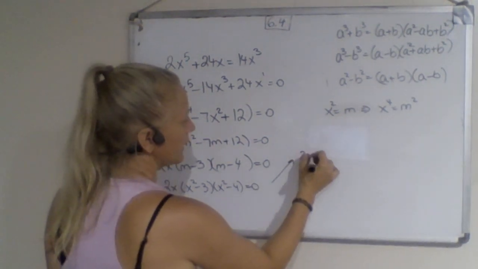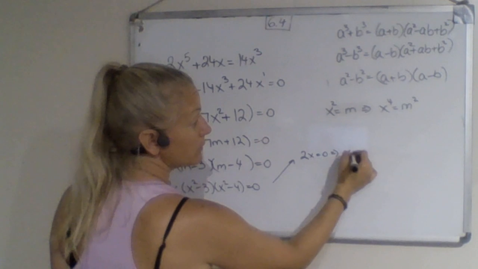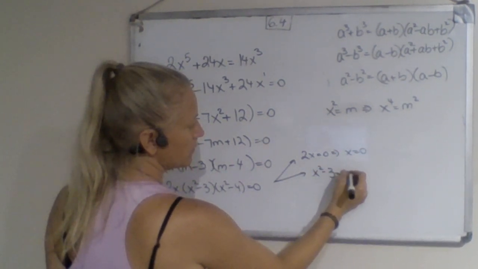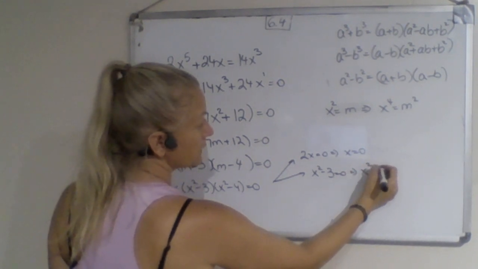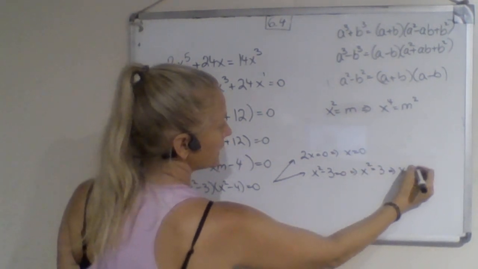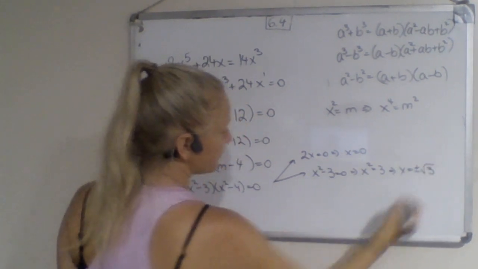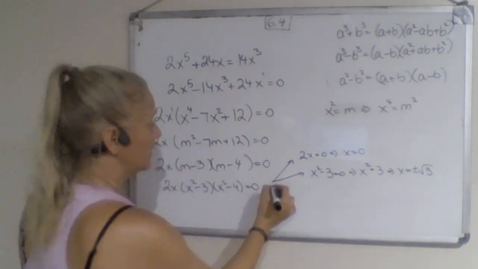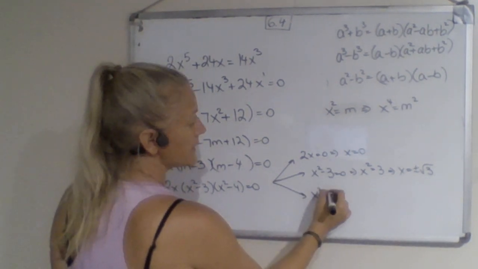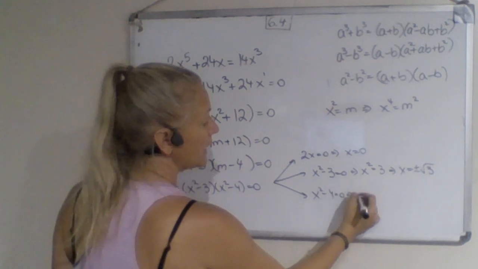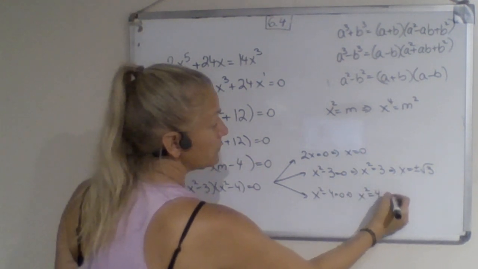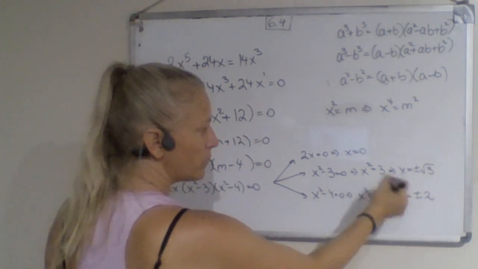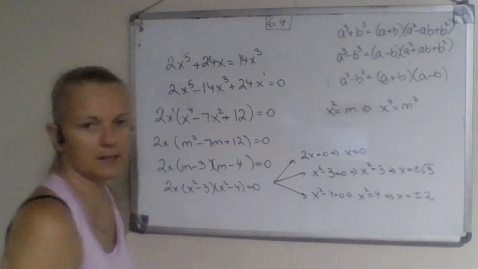Either 2x equals 0, which means x equals 0, or x squared minus 3 equals 0, which means x squared equals 3, which means x is plus or minus the square root of 3. This could have been factored more, but believe it or not, I'm not going to because I don't need to. I'm going to go ahead and go x squared minus 4 equals 0, which means x squared equals 4, which means x equals plus or minus 2. Remember, anytime you take the square root of something, you put a plus or minus in the front.